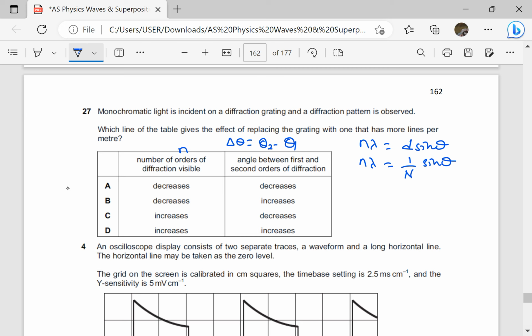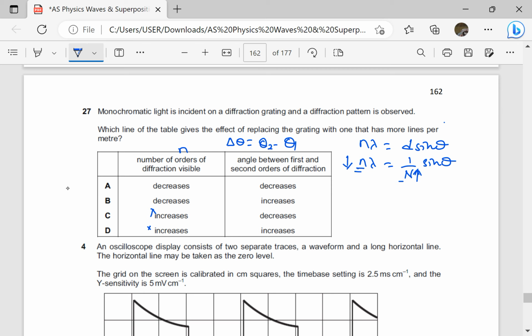Okay, so you notice that we are increasing N. N is inversely proportional to small n. So if we increase N, the number of lines per meter, it means we decrease n, that is the number of orders. Therefore, an increase of the number of orders will not work.